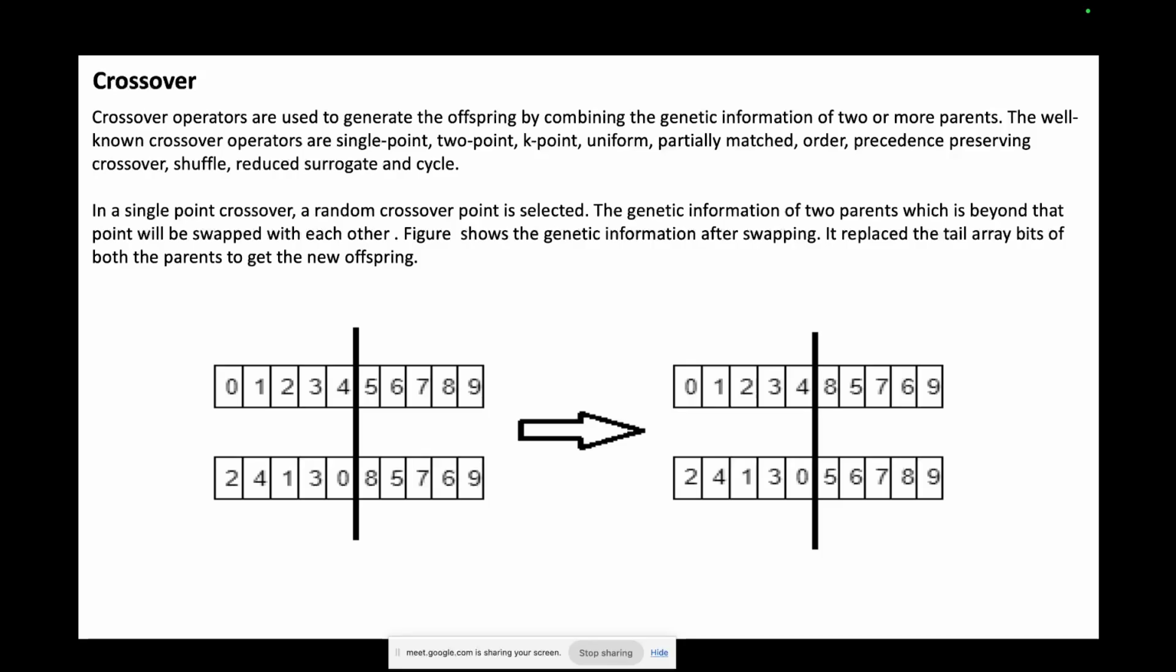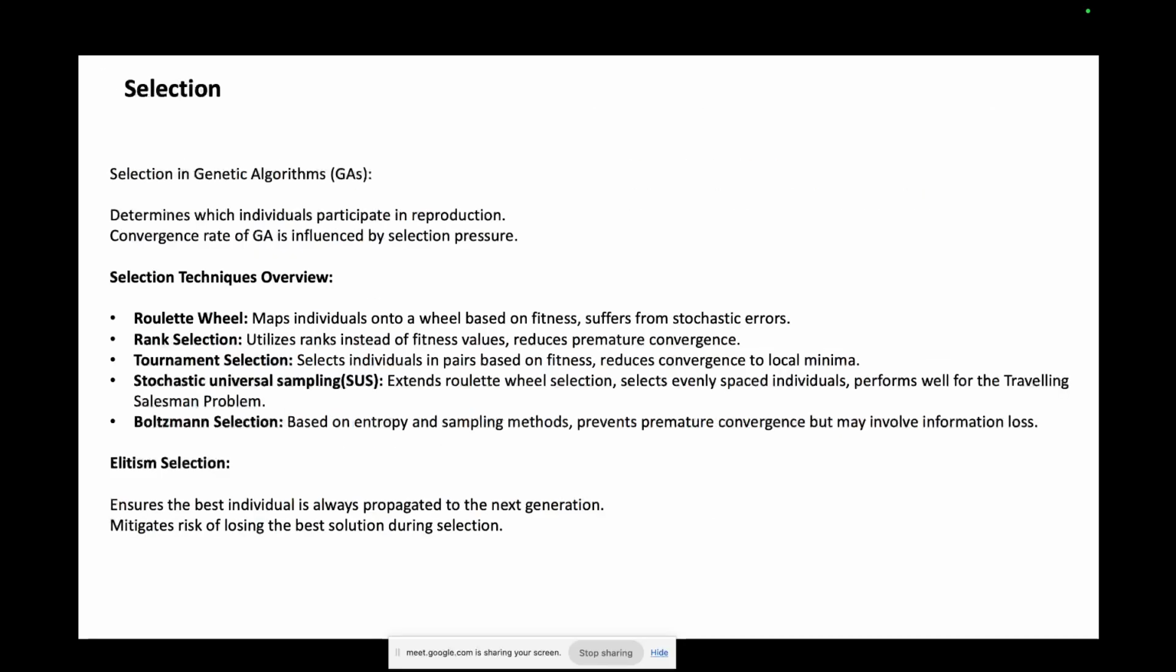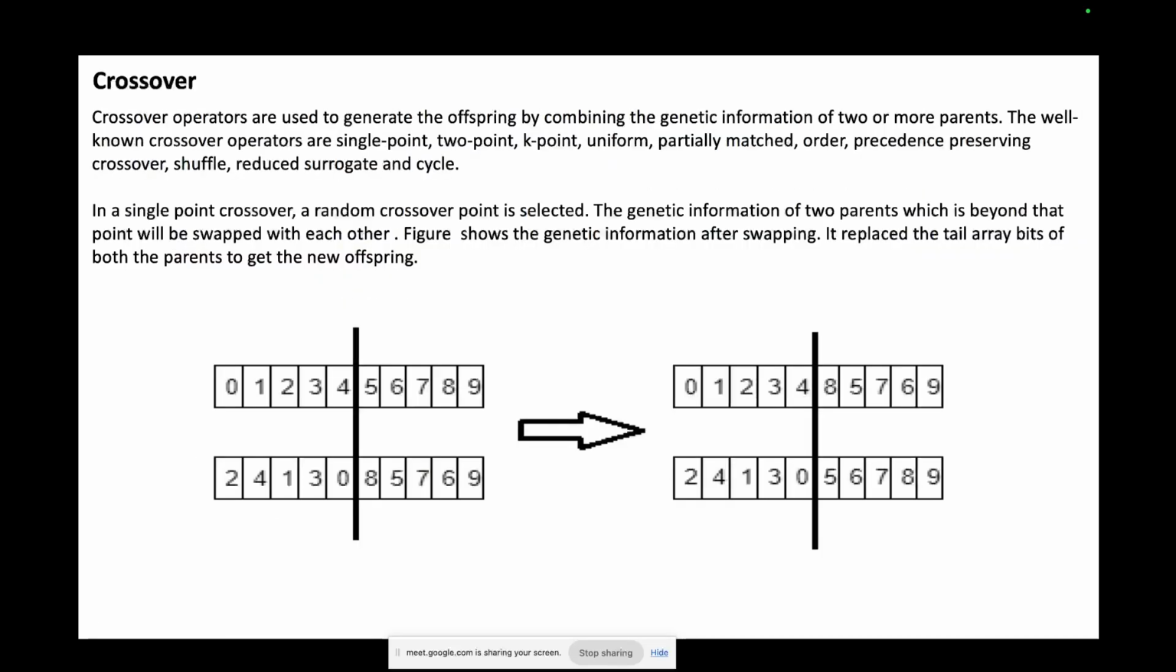So these crossover operators are used to generate the offspring by combining the genetic information of two or more parents. So for crossover you need a minimum of two solutions, right? So it's kind of this tournament thing if you want to do it. You take two together and do crossover, then calculate the fitness, and you do it iteratively. So that is a good technique to do that.